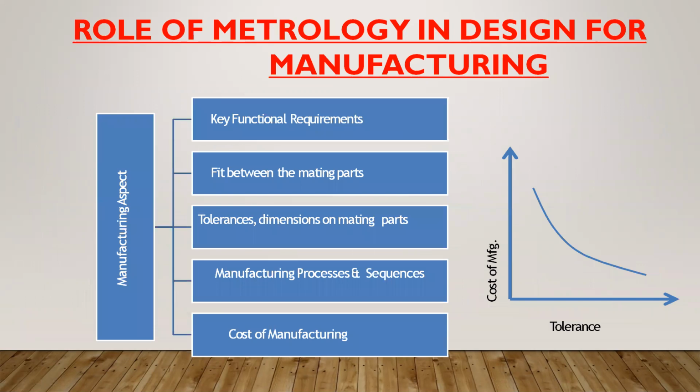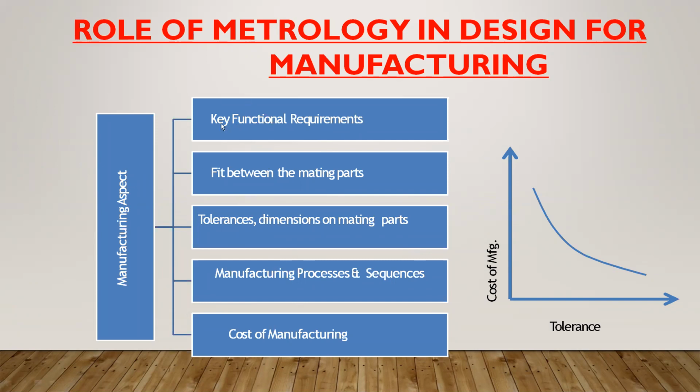So next is the role of metrology in design for manufacturing. In the manufacturing or production industry, which is used to design for manufacturing, what is the role of metrology? If you are taking it in the manufacturing aspect, there are 5 types of functional requirements in the design for manufacturing.